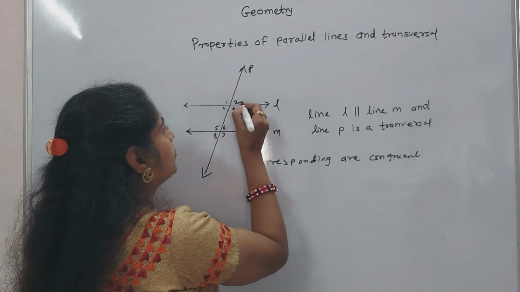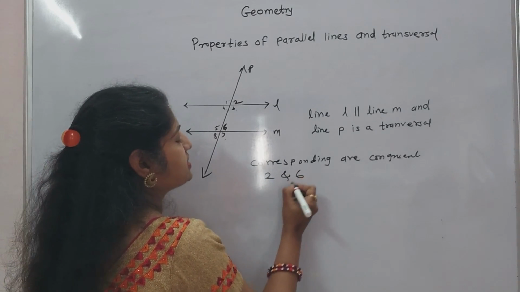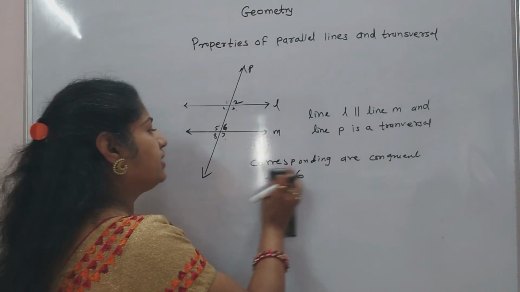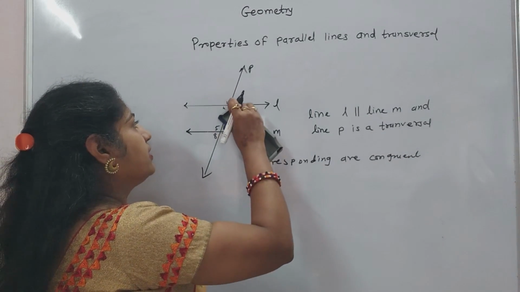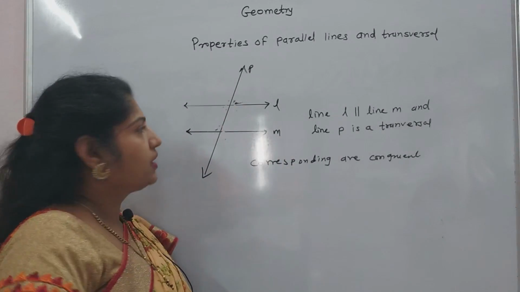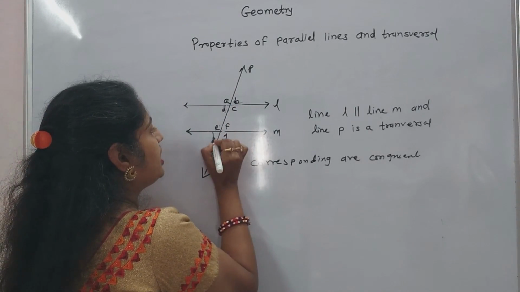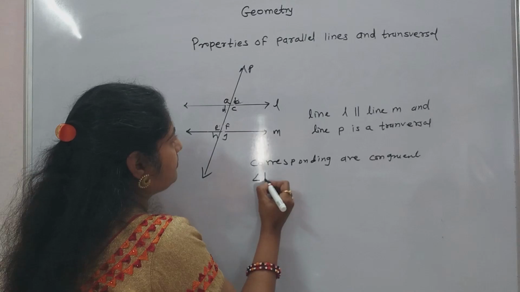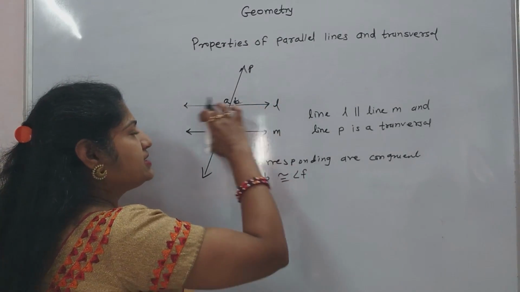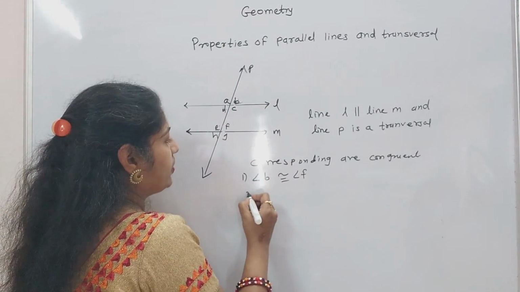Here angle 2 and 6 are the corresponding angles. These two angles are congruent. When we measure all the angles, then we find out that the corresponding angles are congruent. If the angles are A, B, C, D, E, F, G, H, then angle B and angle F are the corresponding angles and lines are parallel, so B and F are congruent angles, a pair of congruent angles.